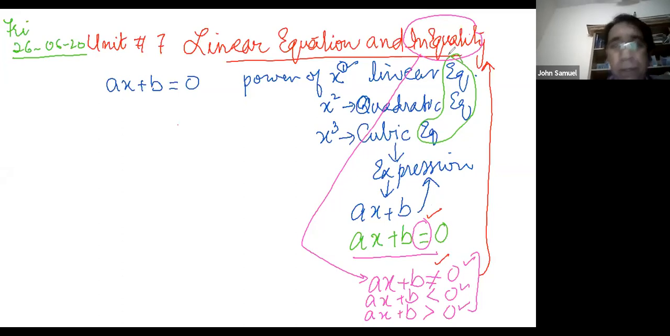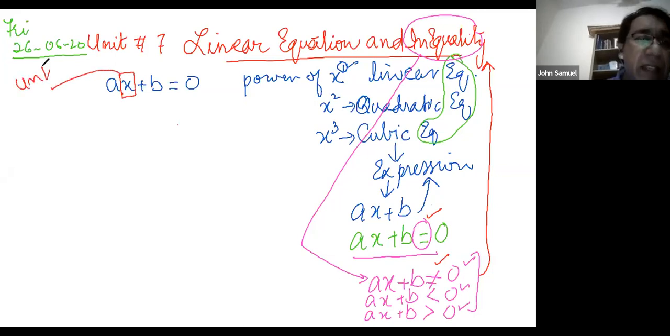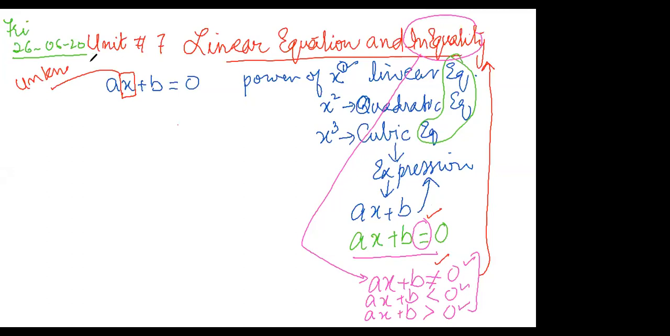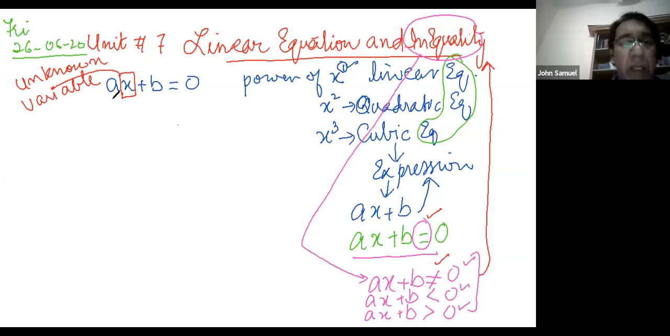Okay, now I'm going to solve this equation. We need to find the value of unknown variable. This is x, unknown variable. Let me solve this unknown variable. As you have learned in chapter number 2, I'm writing it again. Ax plus b is equal to 0. What to do? We'll take this.